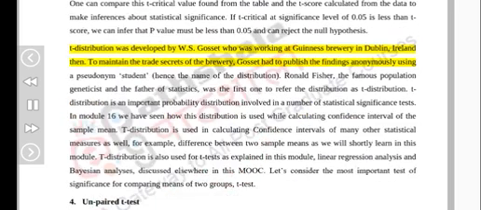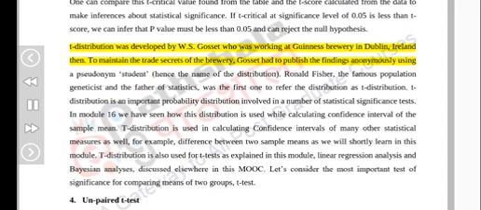T-distribution was developed by W.S. Gossett, who was working at Guinness Brewery in Dublin, Ireland then. To maintain the trade secrets of the brewery, Gossett had to publish the findings anonymously using a pseudonym, Student, hence the name of the distribution.